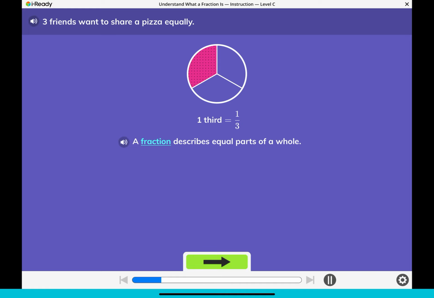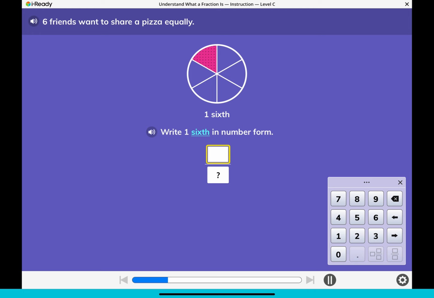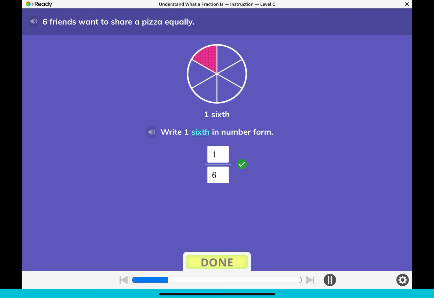6 friends want to share a pizza equally. What should the pizza be divided into? Now the pizza is divided into sixths. Each person gets 1/6 of the whole pizza. Write 1/6 in number form. You got it!